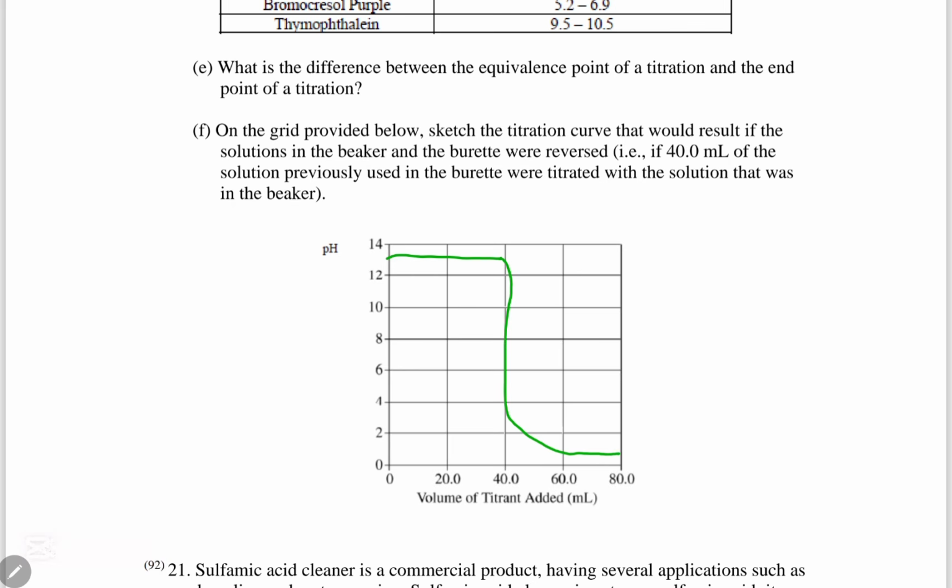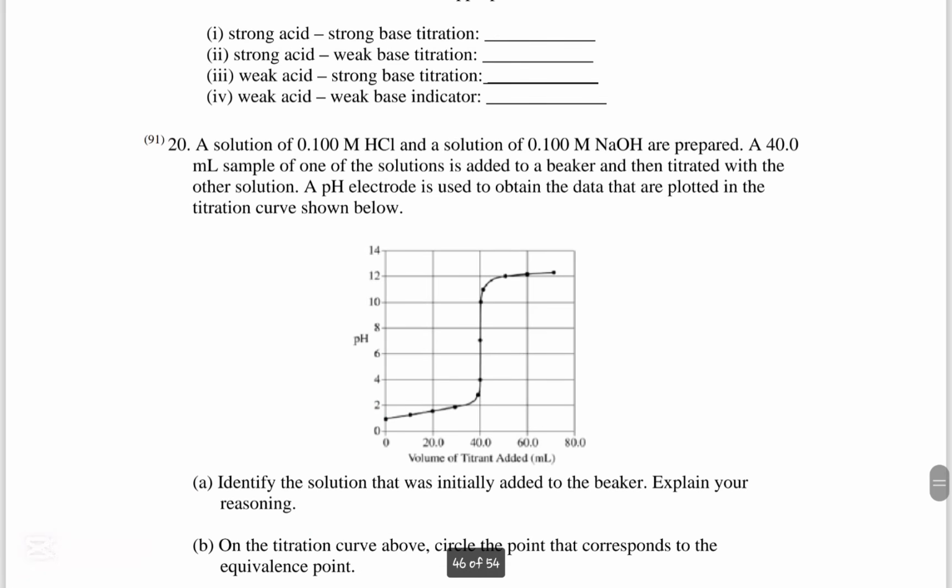So what did I do basically? I flipped the initial graph. So look at the initial graph. I basically flip it because I'm starting with what? I'm starting with the NaOH instead of the HCl, okay?